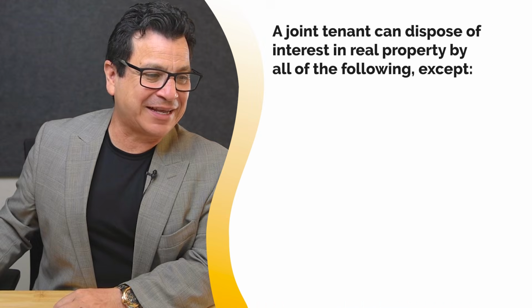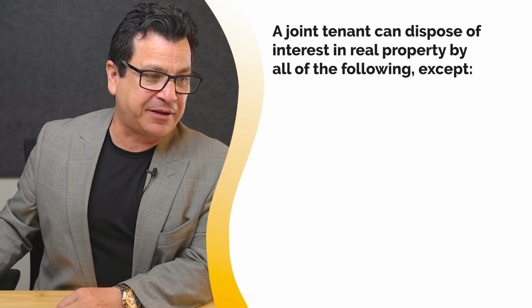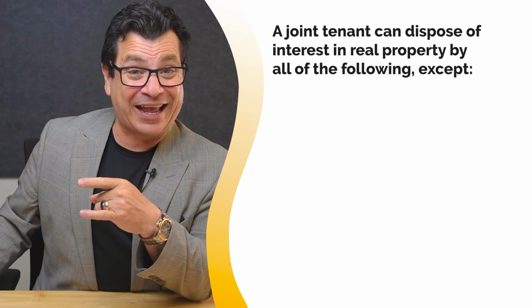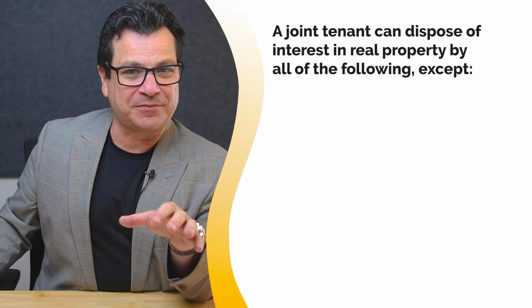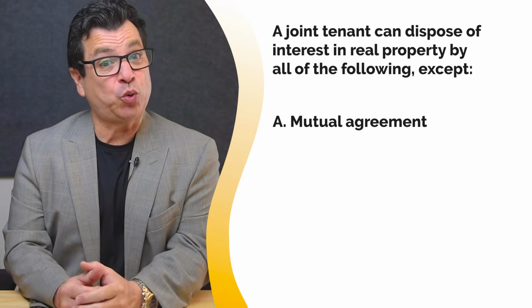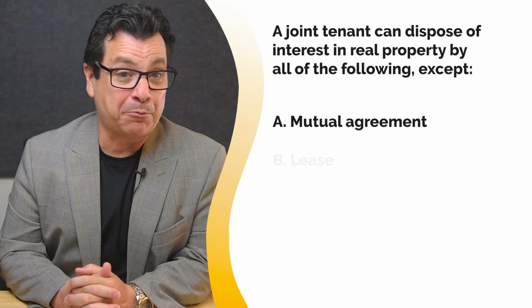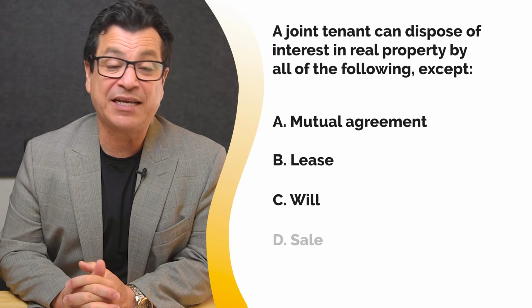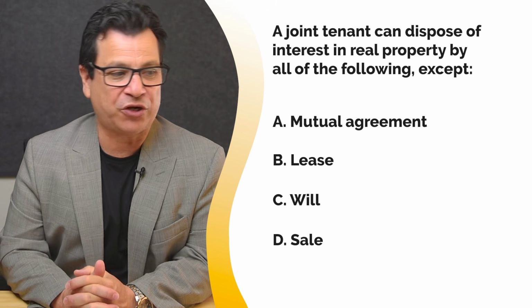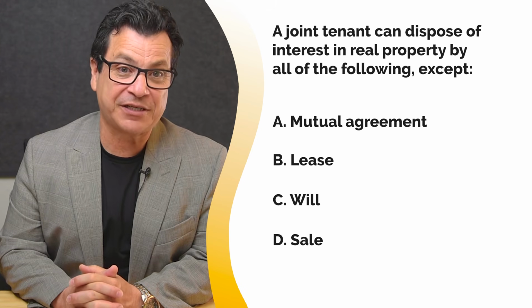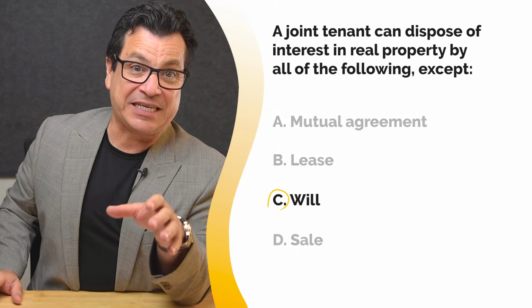A joint tenant can dispose of interest in real property by all of the following except one of these next answers does not belong there. Which one does not belong there? A, mutual agreement. B, lease. C, will. Or D, sale. It's a great question when it comes to joint tenancy. The answer to that question is C, will.